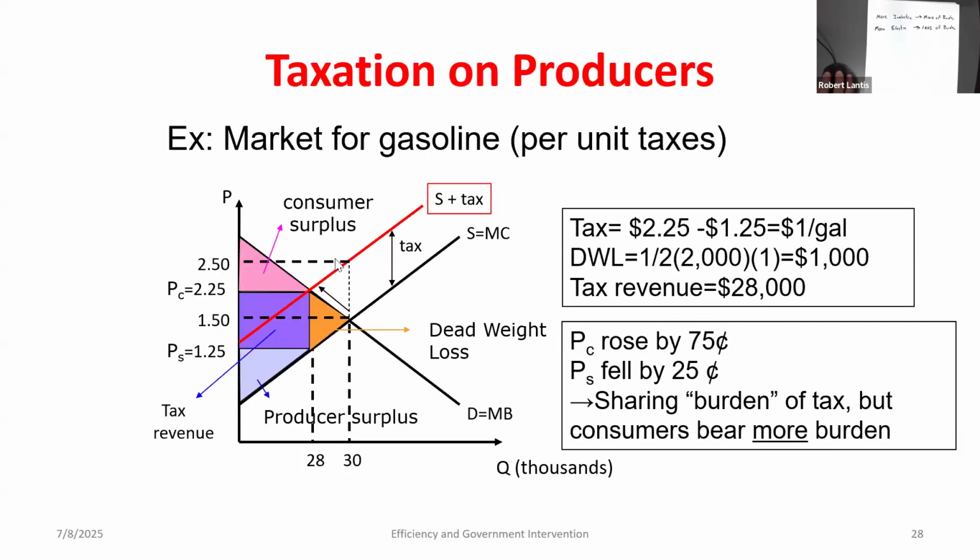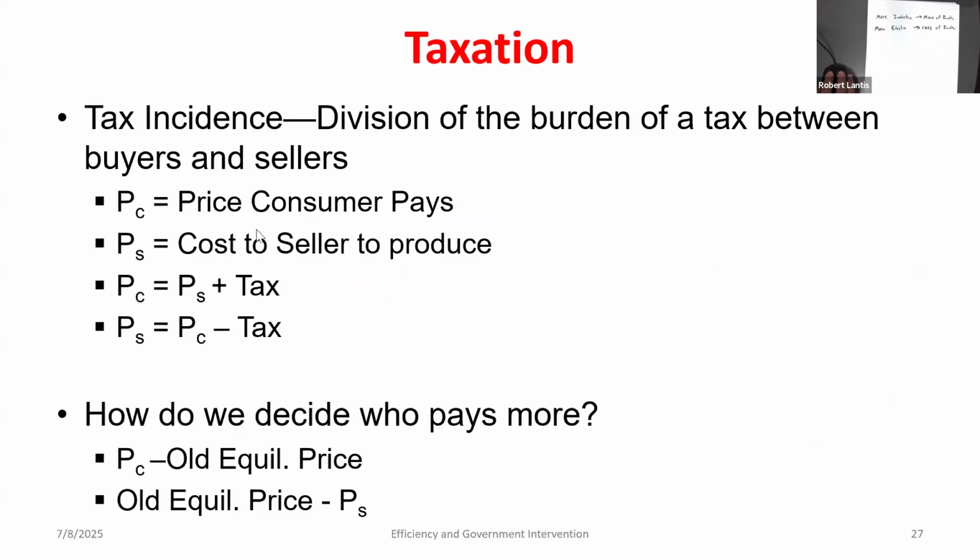So here I've got this example where I've got supply and demand. I have a tax on this good. I can calculate the elasticities of supply and demand, but I can also look at the price the consumer pays and the price the seller keeps relative to the old equilibrium price to tell me who's going to bear more of the burden. So that's what this has set up.